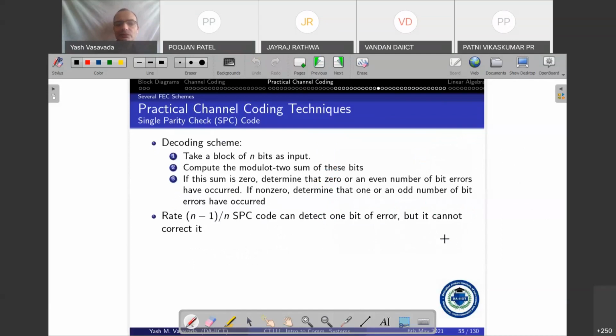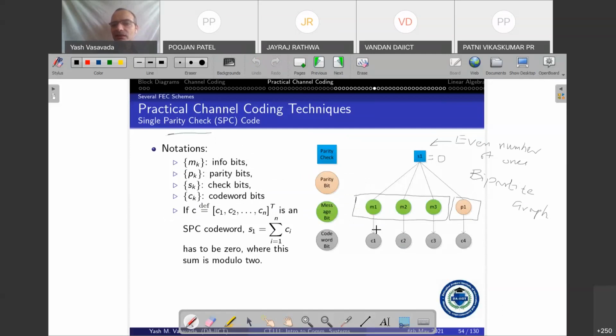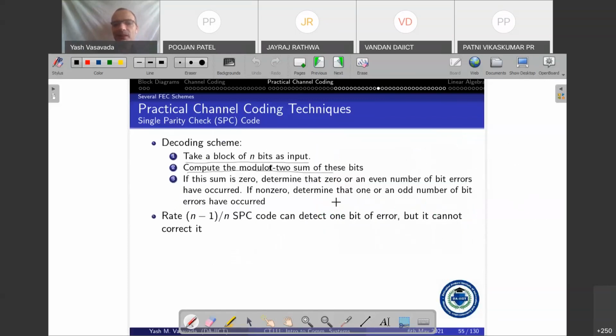Okay. So how to decode this SPC? We take the n-bit long code word, and then we compute the modulo 2 sum, meaning that we send these 4 bits up to this square node of the graph, and then we just sum them up. If the sum is 0, then what it means is that maybe none of the bits are in error. Or it could also be that some even number of bits got flipped, then also the sum will be 0. However, if it is non-zero, then you know for sure that errors have happened. Either 1 or 3 or 5 or 7 bits have been flipped.